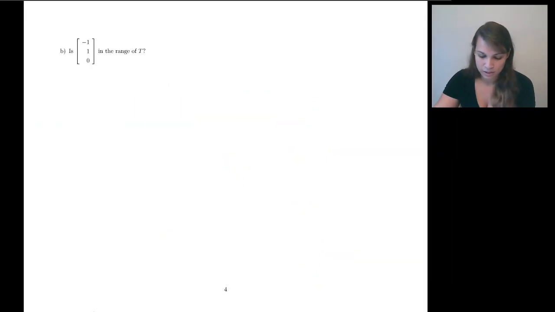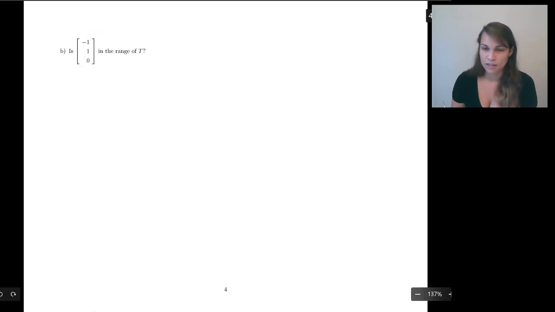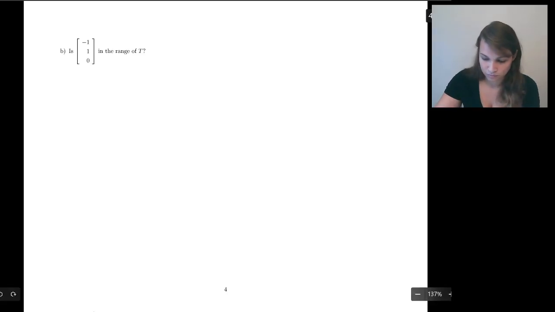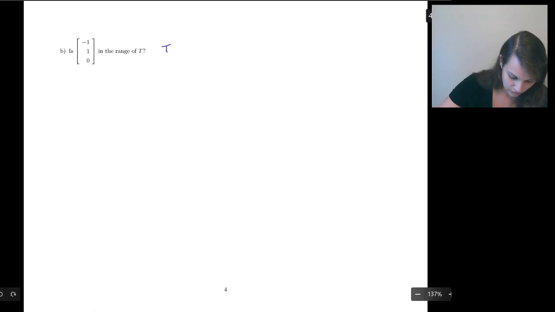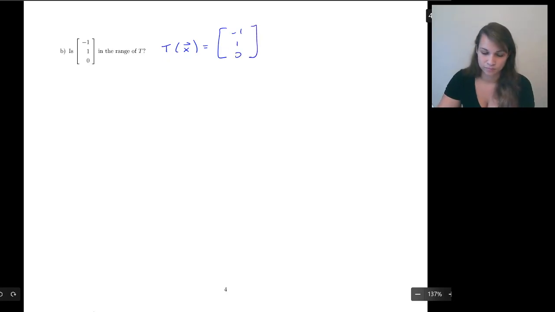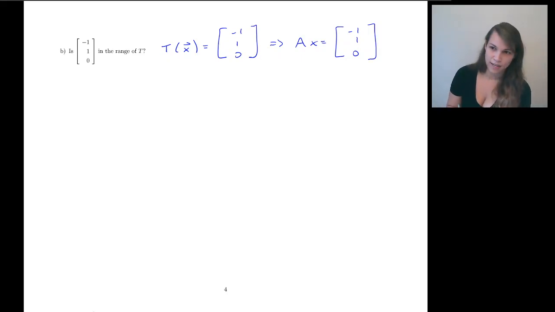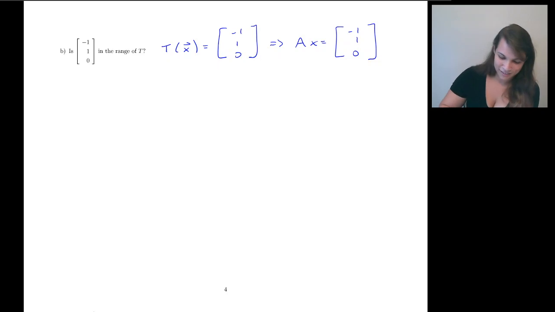Next one we want to know is this vector in the range of T. That is the same thing as asking, well, does this vector ever get mapped to? So then, does this ever happen? That would be the same thing as asking, does this ever happen? Well, we can figure that out. We can use an augmented matrix. So let's go ahead and write that down.